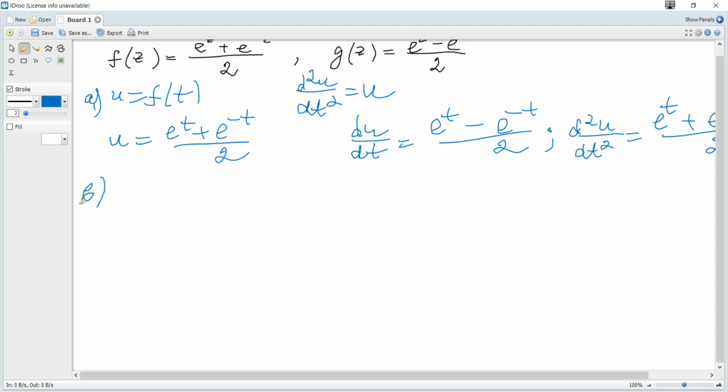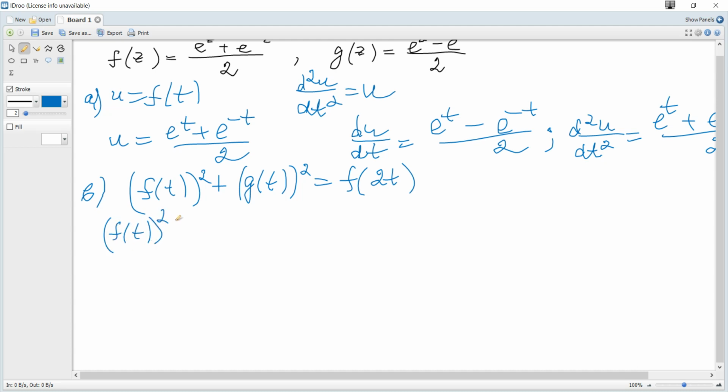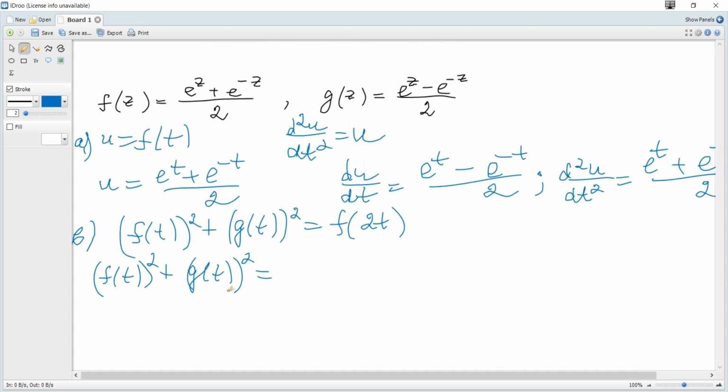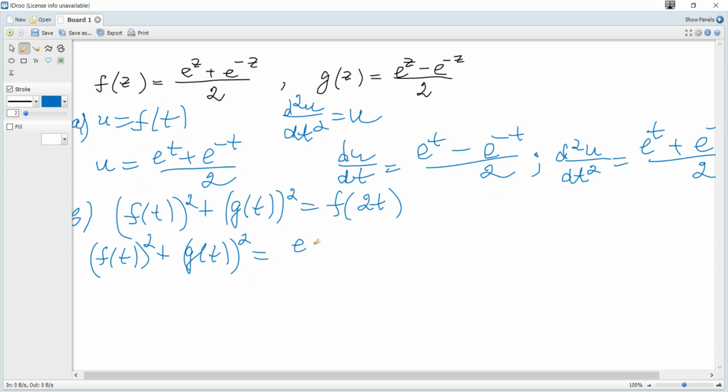B. 3 marks. Show that f of t squared plus g of t squared is f of 2t. So let's consider the left hand side. F of t squared plus g of t squared is, what is f of t? F of t is e to the power of t plus e to the power of negative t over 2 squared, so we can write as squared over 4, plus e to the power of t minus e to negative t squared over 4.